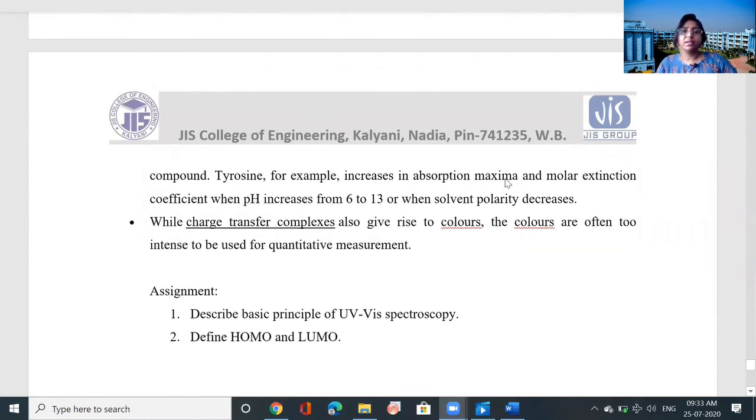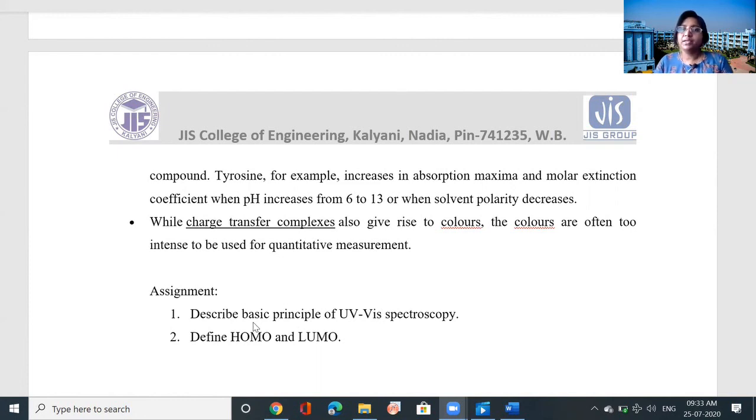Tyrosine, for example, increases the absorption maxima and molar extinction coefficient. While charge transfer complexes also give rise to colors, the colors are often too intense to be used for quantitative measurement. So by UV-Vis spectroscopy we can identify the chromophores in different organic molecules. So it is used in analytical chemistry.